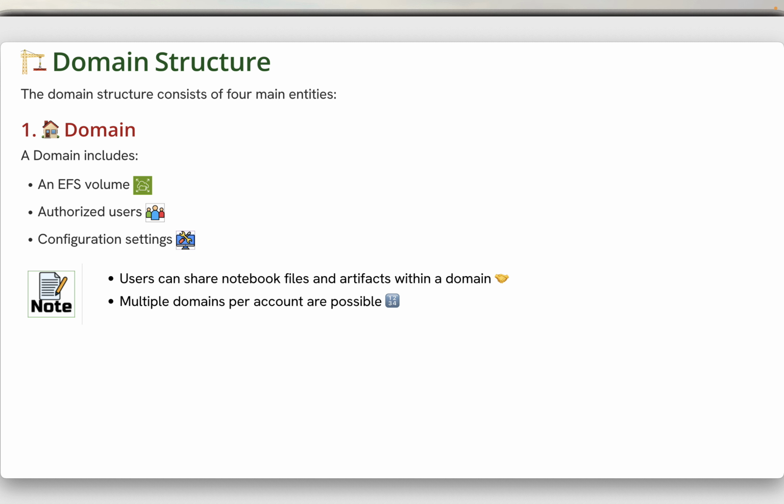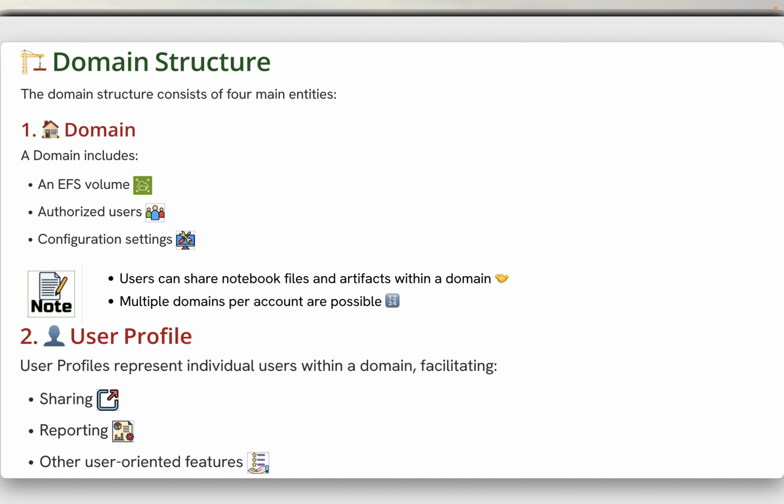Note: users can share notebook files and artifacts within a domain. Multiple domains per account are possible. So per account is per AWS account. So you can have multiple domains for every AWS account, and within that domain you can share notebook files and artifacts within a single domain.